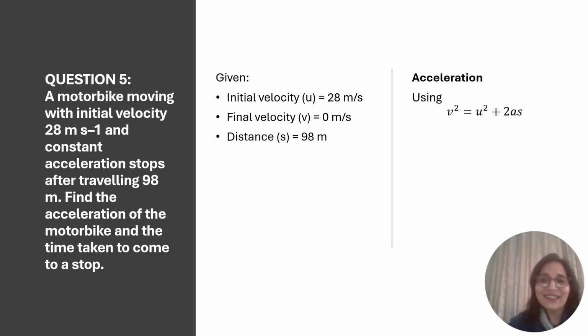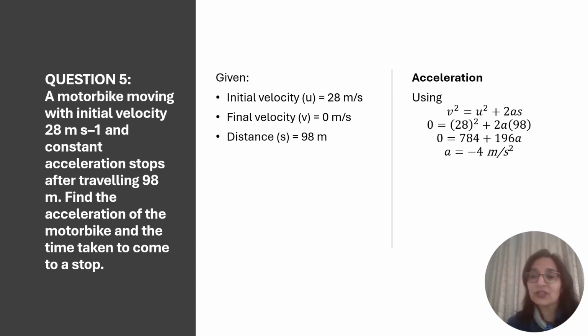Let's discuss. Using this equation, now you might wonder why we have to use this equation. Children, we need to find the acceleration and the time taken to come to a stop. So you just have to substitute the values in v square is equal to u square plus 2as. When you substitute, you will get the acceleration as minus 4 meter per second square. So when you calculate and transpose the value for a, you're going to get the answer minus 4.